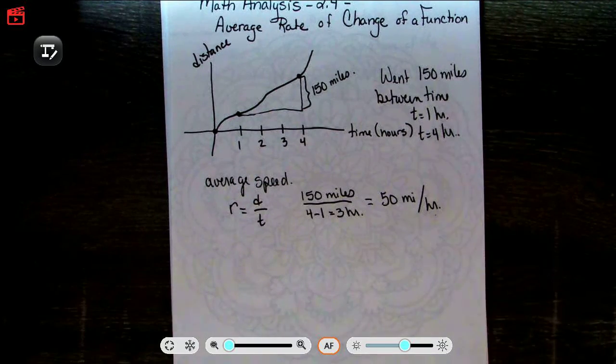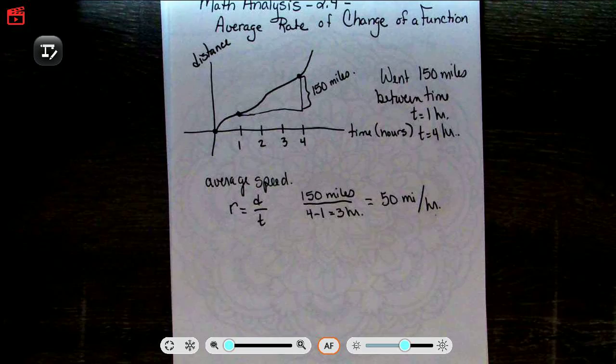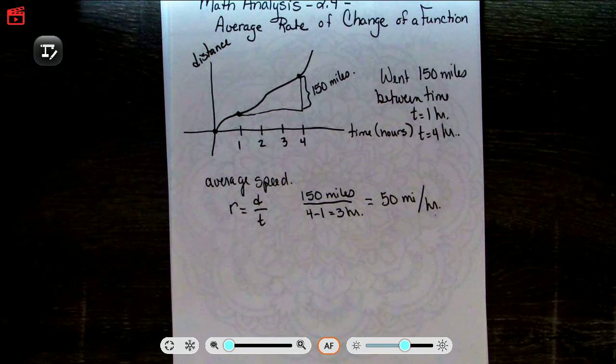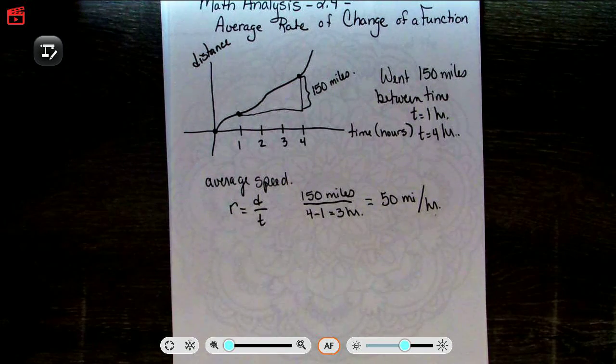Did we go 50 miles an hour all the entire time? No, it wasn't constant. We had some speeding up and slowing down. And when you get into upper level courses in math, we start devising ways to measure. Where are we going faster? Where are we going slower? What does the graph look like when we do that? So that's what calculus is. It's the study of looking at graphs and how things change as we move through our x values. So this is average speed.